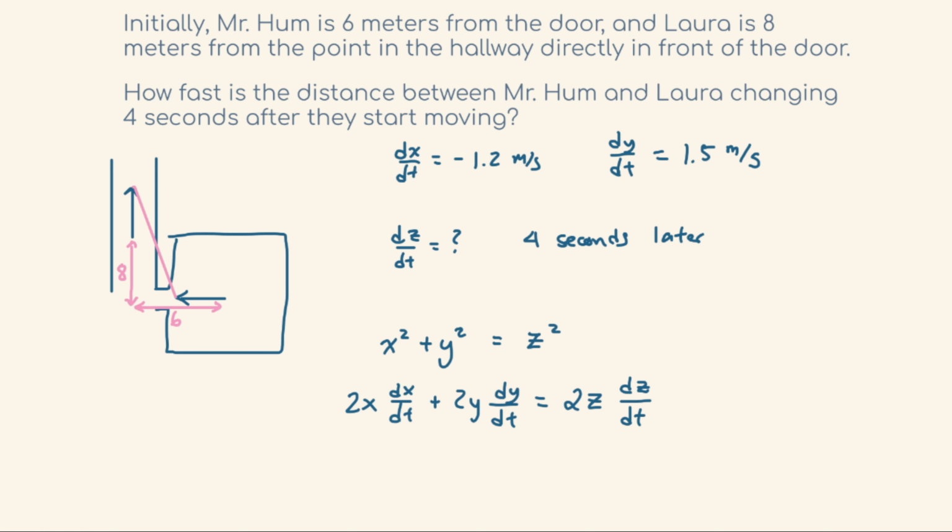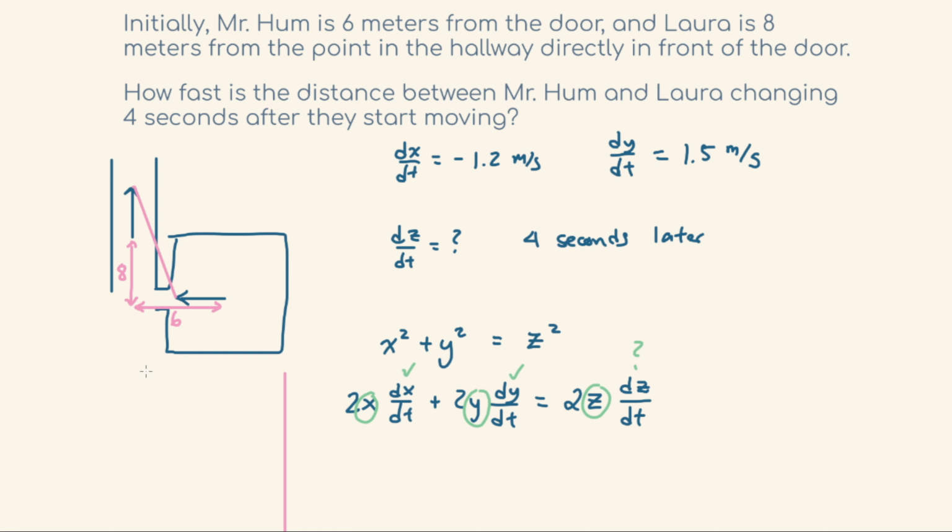So we know this, that's up here. We know this, so we're good. And we're looking for dz over dt, so it's okay that we don't know what that is. But we don't know what x is, we don't know what y is, and we don't know what z is. But what we do know is this is 4 seconds after they've started moving. So let's draw a little line here. We're going to do a little bit of work on the side over here.